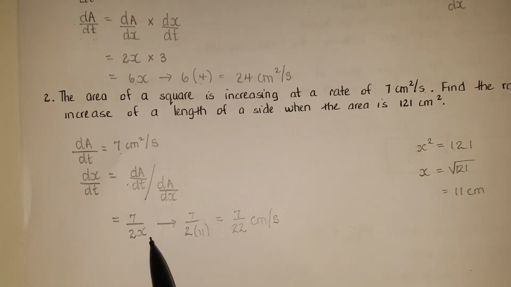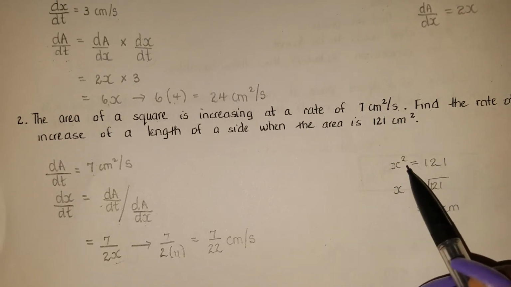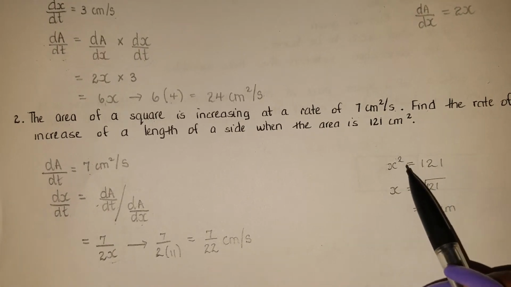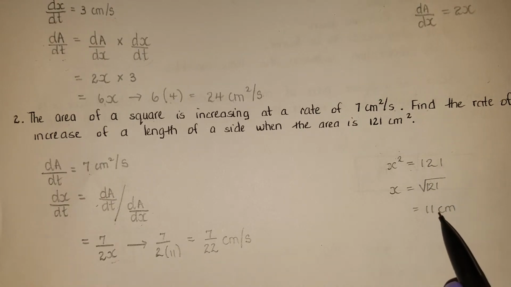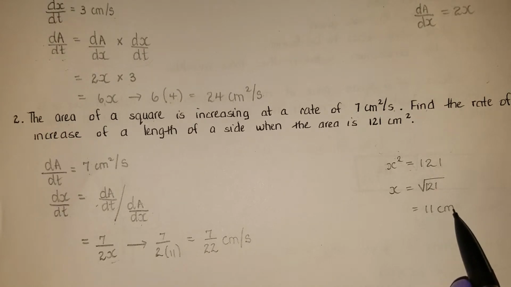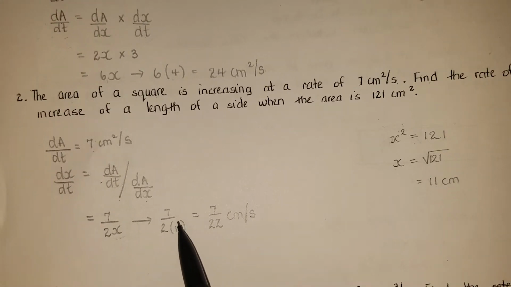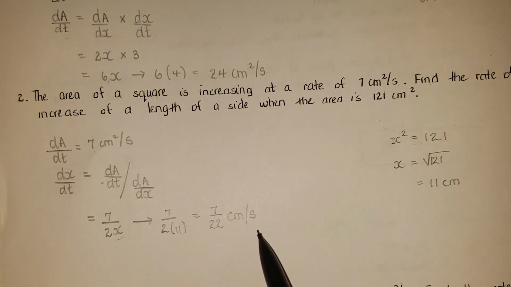Now we need to substitute the value of x, but we weren't given the length of the side. What we were given was the area, and the area is 121. We know the formula for the area was x squared, so what I did was equate x squared to 121 and then solve for x. To get rid of the square, we find the square root and do it to each side. The square root of 121 is 11 centimeters, so the length of the side is 11 centimeters. Now we can substitute this 11 in place of the x, giving us an answer of 7 over 22 centimeters per second.